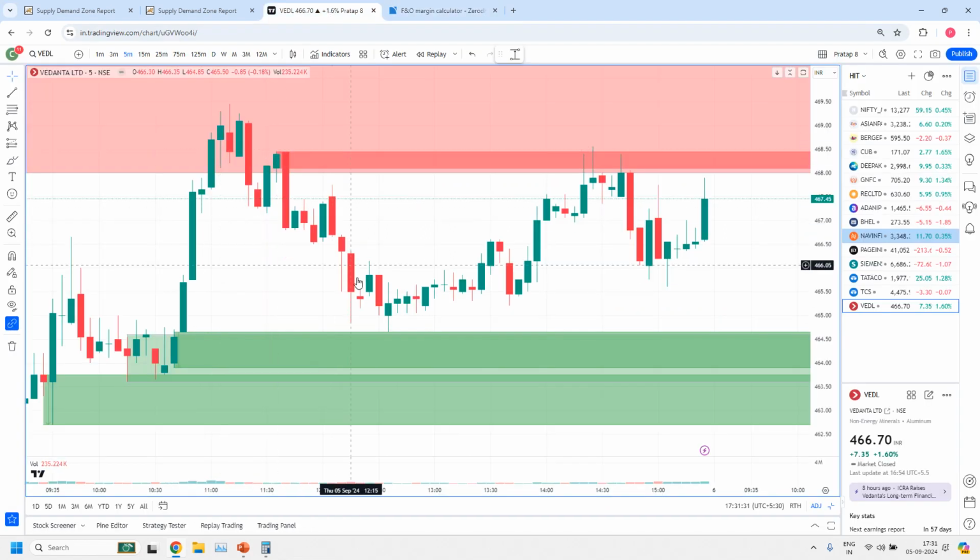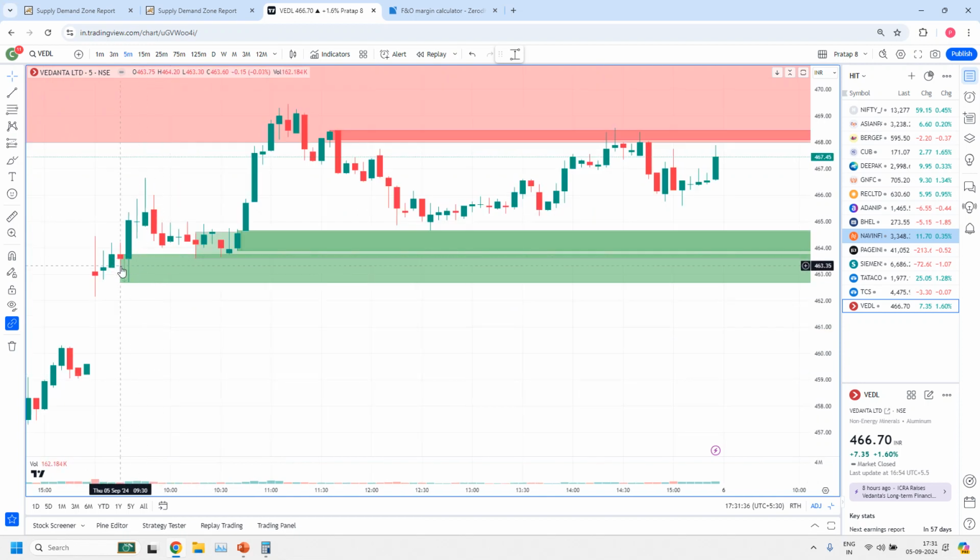First trade you closed, the second trade you got. This is the first trade you would have got in this zone. Probably at 10:15 you got. After that you closed your trade in this candle at 11 o'clock. Next trade you got at 12:35. And you closed the trade at 2:20. Afternoon 2:20 you closed the trade.